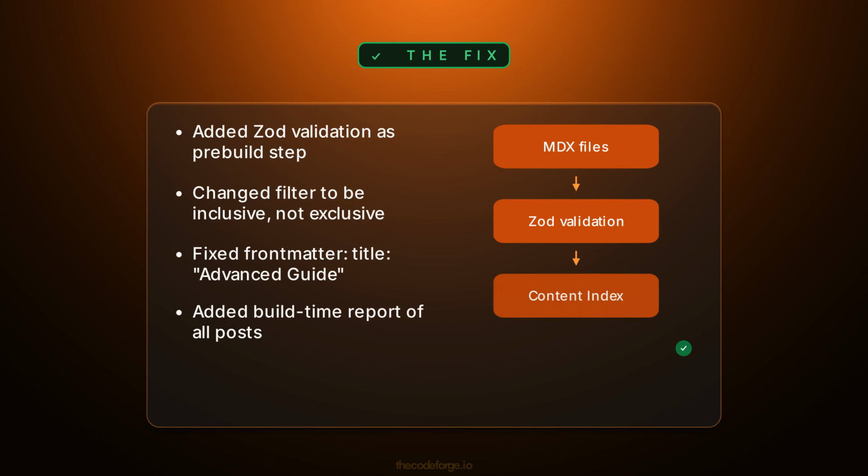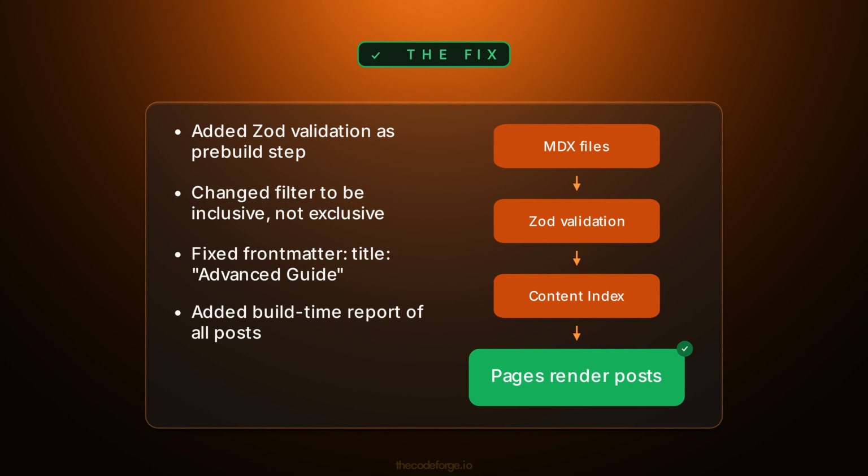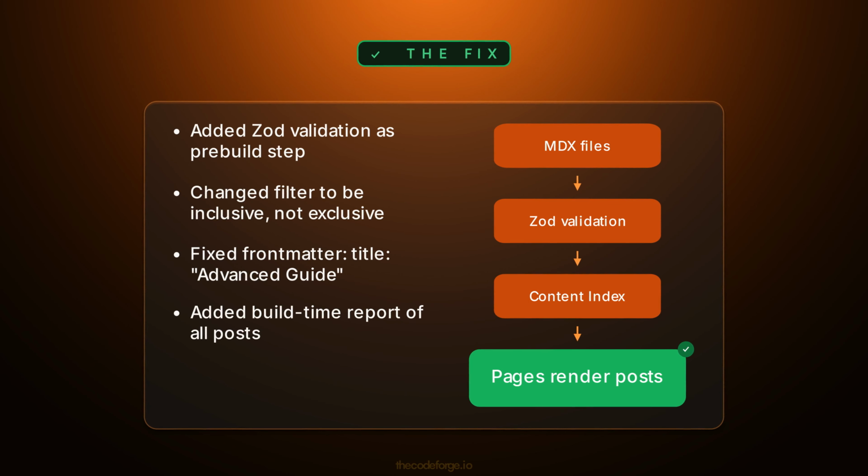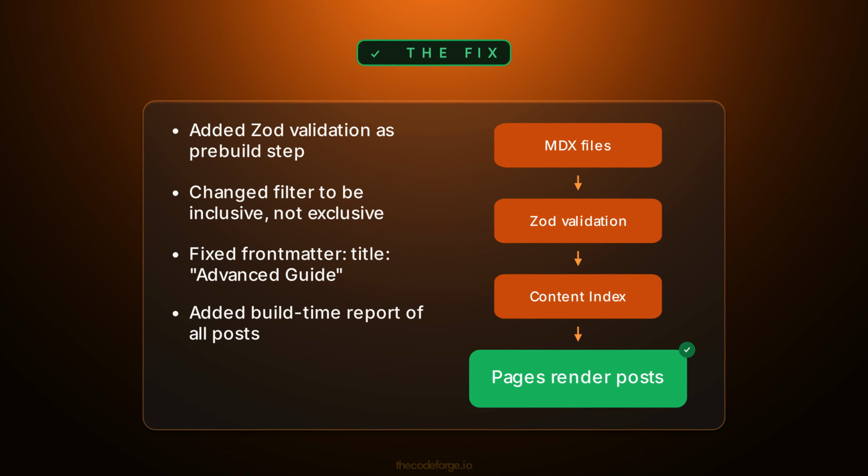The fix involved 3 changes. First, a Zod validation script runs before the build and crashes CI on any invalid front matter. Second, the content filter now includes all files and lets the template handle visibility. Third, the invalid front matter was corrected to title: advanced guide. Now, front matter errors are caught before they can affect production.